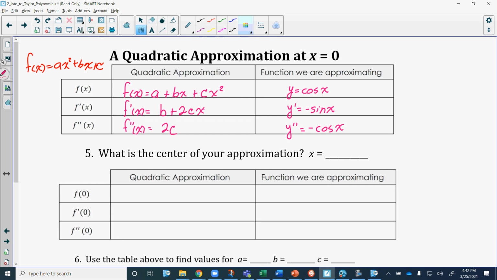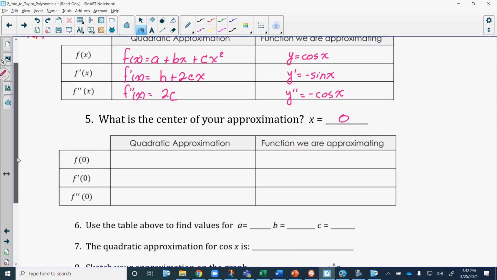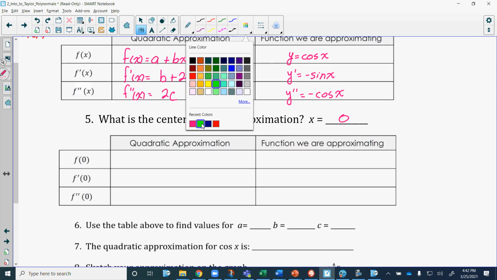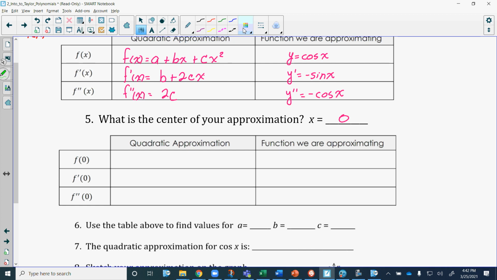What is the center of your approximation? Again, that was given to us at x is equal to 0. That is the center of the approximation. If they had said x is equal to anything else, we would have used that as the center of the approximation. Okay. So now what it's asking us to do, it says, well, what would the approximation be based off of what we're seeing in the previous table, or the table above? All right, well, let's go ahead and see what we might get here.